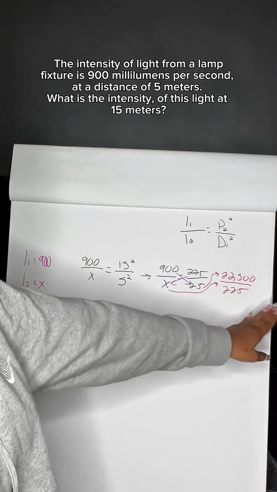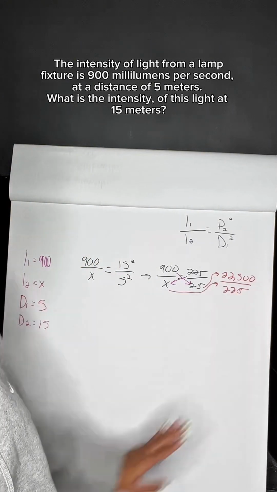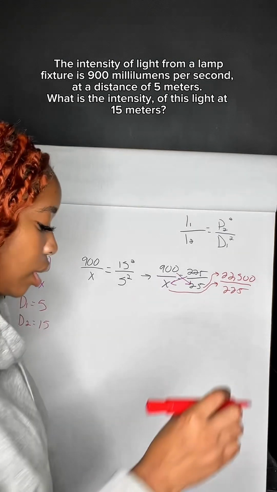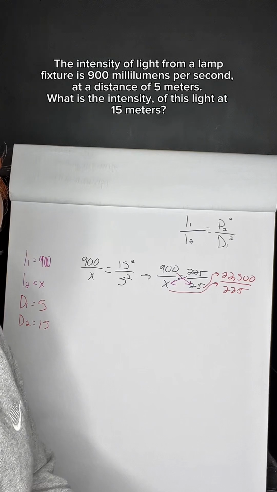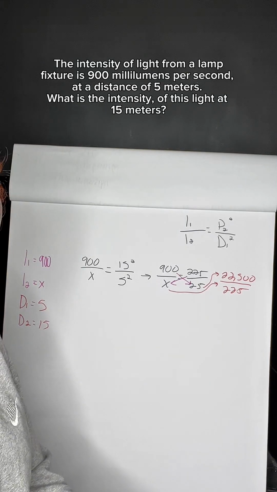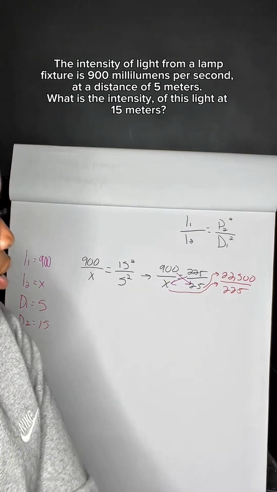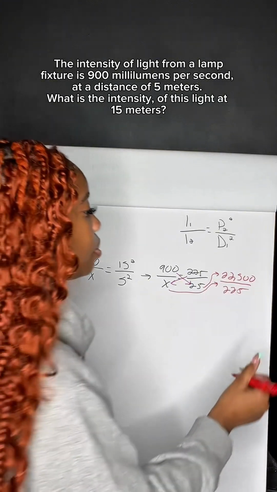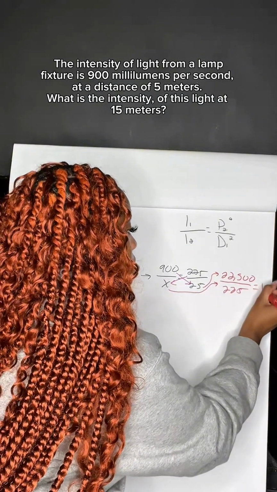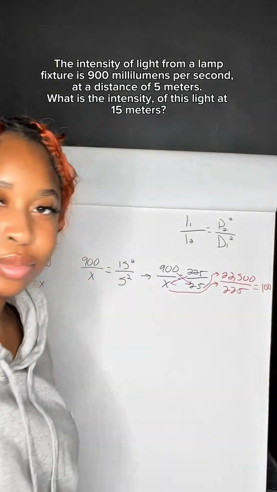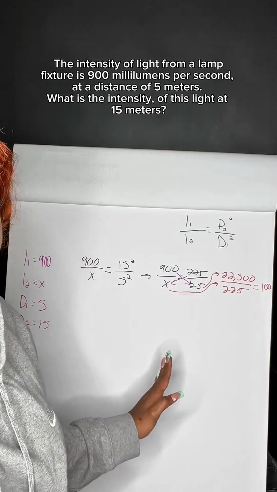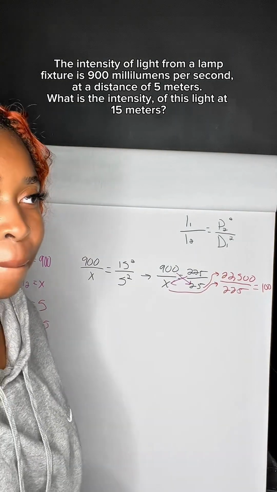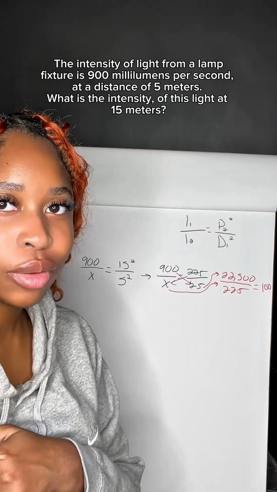And then you're going to divide the top number by the bottom number. So you're going to divide 22,500 divided by 225. It's going to give you 100. I hope this was easy to understand. Let me know if you have any other questions.